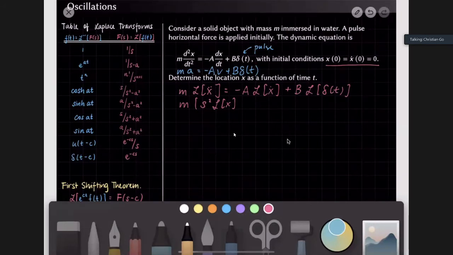So I can leave it like that. Is equal to minus a s L of x. All other terms are zero by my initial conditions. Plus b, the Laplace of the Dirac delta is just one. So what does this give me for my L of x? L of x is equal to b all over ms squared plus as.